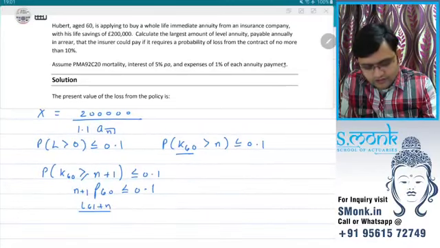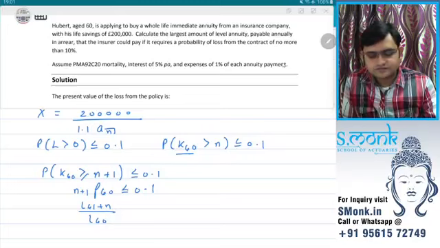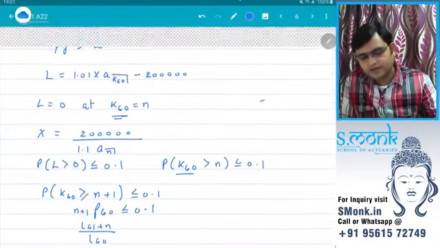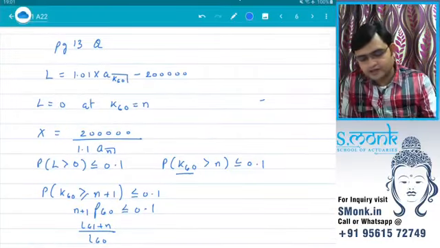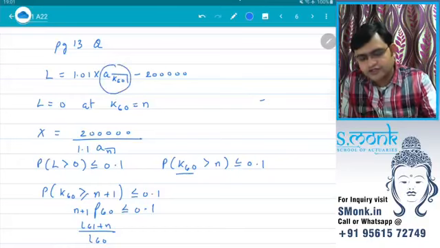Sir, can you explain when there's loss, why is K60 greater than n? So you can look at it mathematically. As n increases, the annuity value will increase, right? If the annuity value increases, what happens here? Loss increases.